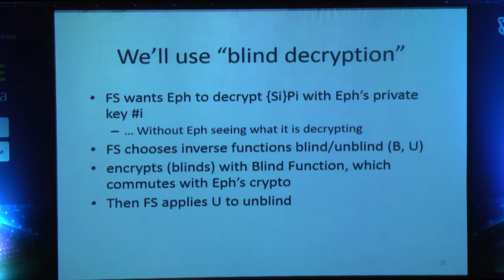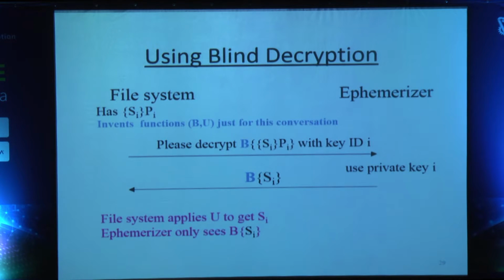So you're going to encrypt with this function, you're going to apply the blind function, then ask the guy to decrypt, and he just applies his private key, which gets rid of the public key, but it's still encrypted with the blind function, and then when he returns the result, you can apply the inverse function, unblind, and see what he decrypted. So here's a picture of that.